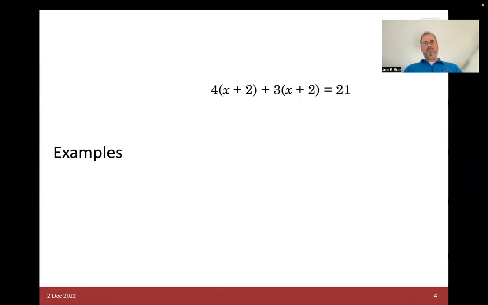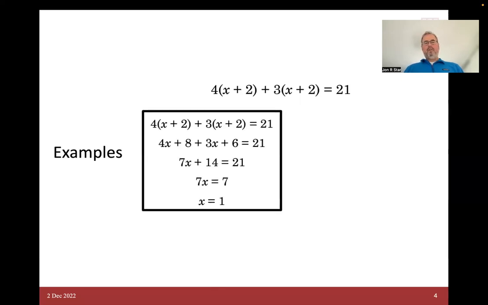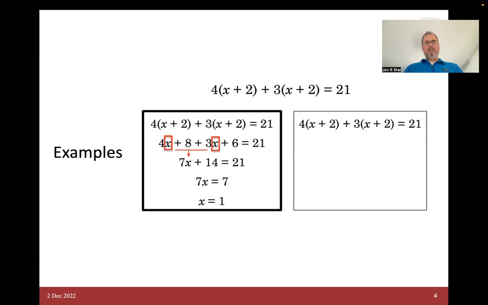Again, a linear equation to solve in algebra. Here is a standard way that this problem is solved. We note in this standard way that one of the steps is where I combine the 4x and the 3x to give 7x. This process of combining like terms is something that I can actually do in a first step in the solution on the right side of the slide, yielding 7 quantity x plus 2 equals 21.